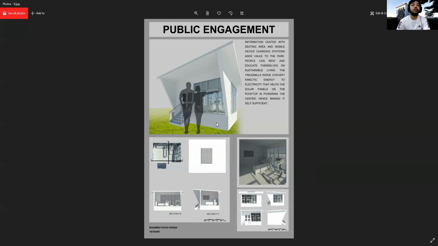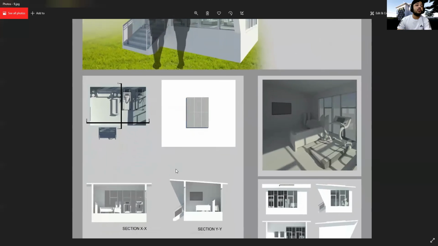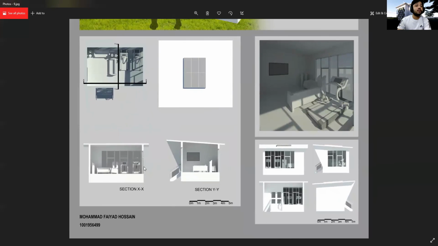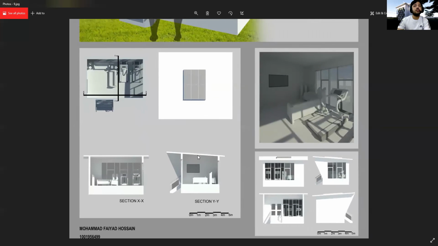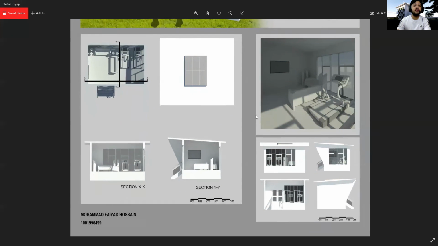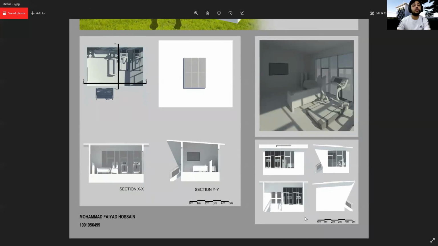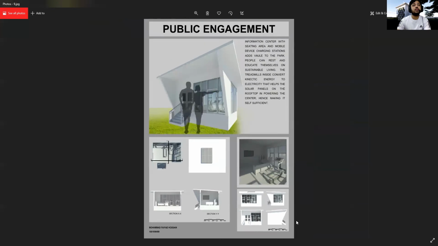I chose to build an information center on self-sufficient living because my client himself is preaching the idea of self-sufficient living, and I believe that this center will help him spread his word to the general public. So this is the floor plan and the roof plan and the sectional views of the inside of the engagement area. And this is the interior perspective, and these are the elevation views of the engagement area.